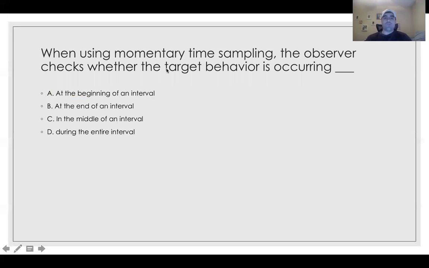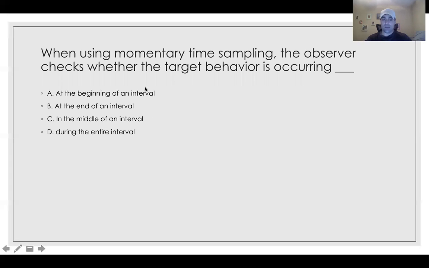When using momentary time sampling, the observer checks whether the target behavior is occurring. When do you check the behavior during momentary time sampling? Remember, we have momentary time sampling, partial interval, and whole interval. So when we're using momentary time sampling, when do we check for the target behavior?